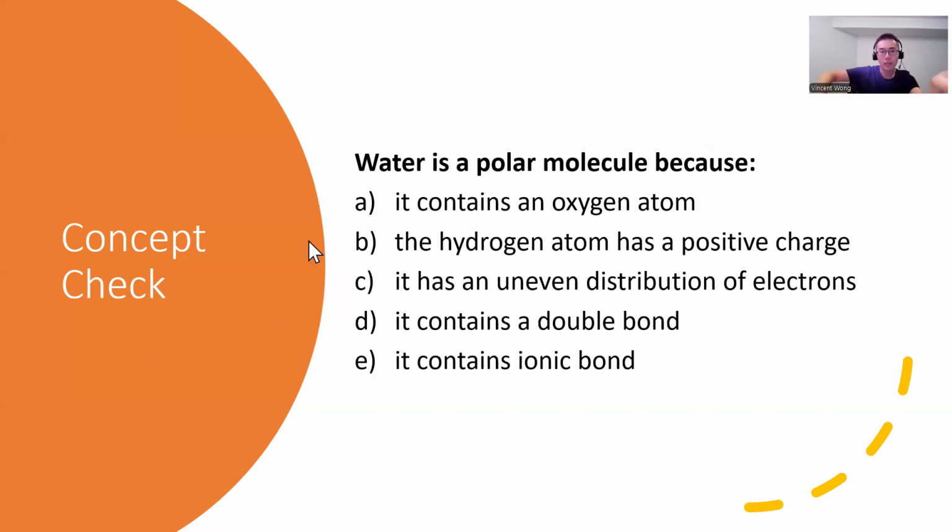So, water is polar because it has uneven distribution of electrons. And that's the answer, right? Remember, they're sharing the electrons, but it's uneven sharing. It's not like you get it 50% of the time and I get it 50% of the time. If that's the case, then it's 50-50, it's even, but it's more like 70 and 30. So the oxygen is slightly negative, and the hydrogens are slightly positive. So that's the answer, C.